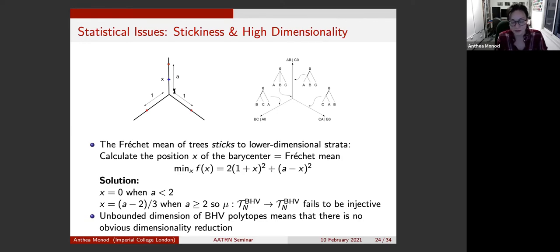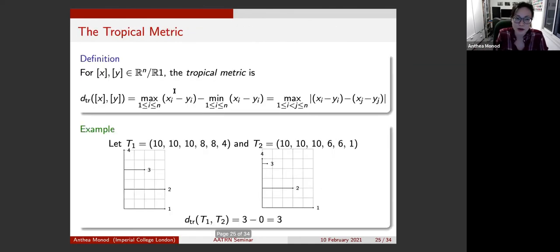So that was the whole motivation, and that's what me and my collaborators have done. We want to take this tropical Grassmannian, which we've seen coincides with tree space, but look at a different metric and see if there's another metric that gives us nicer properties, to bypass this problem of stickiness and high dimensionality. So we define this tropical metric.